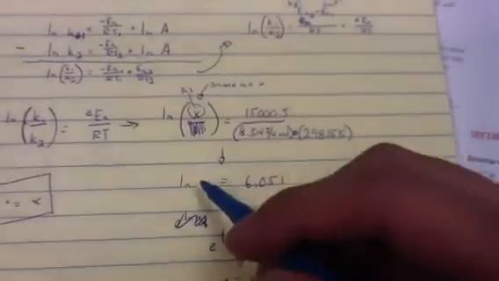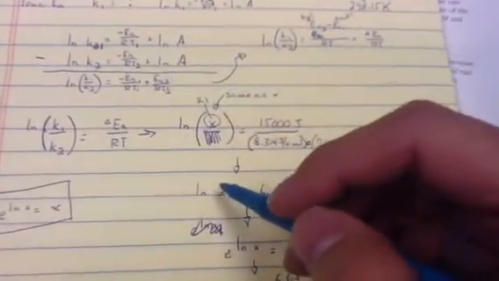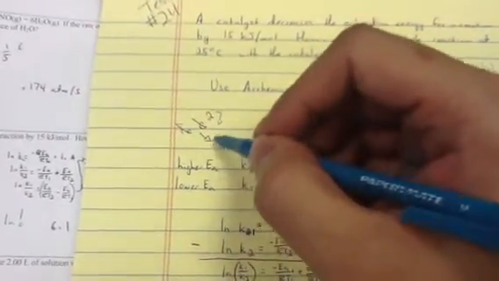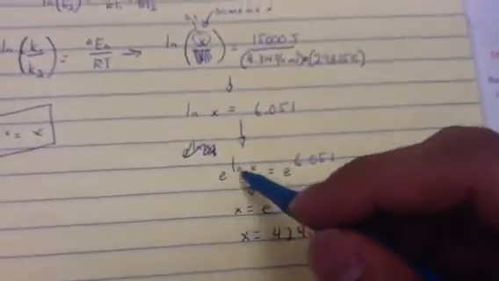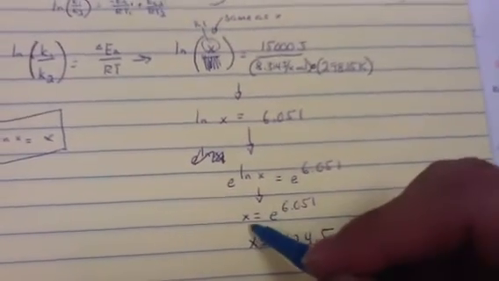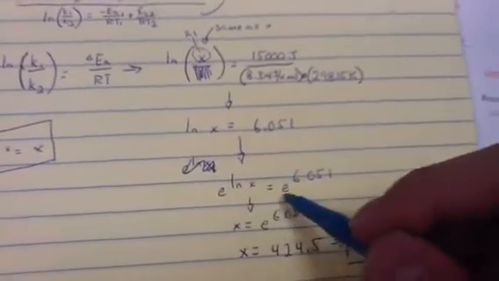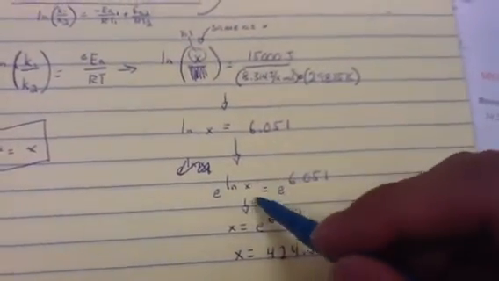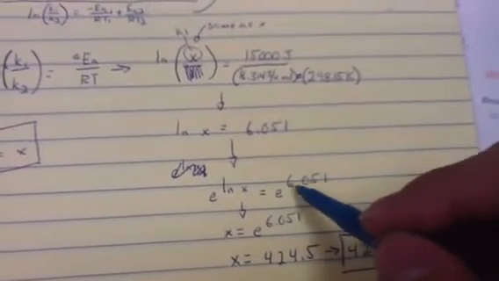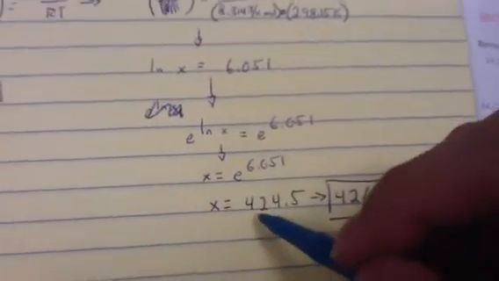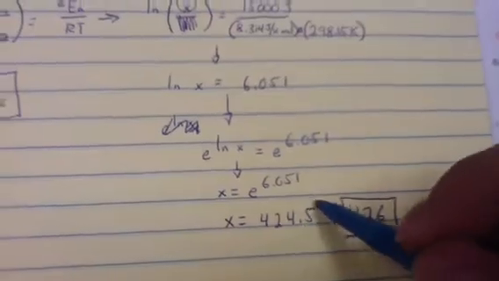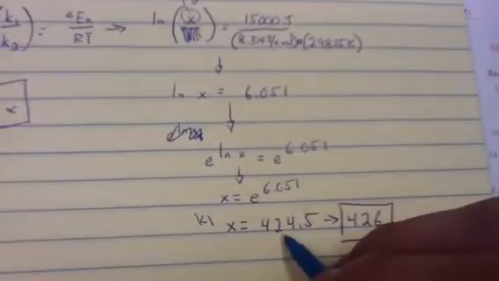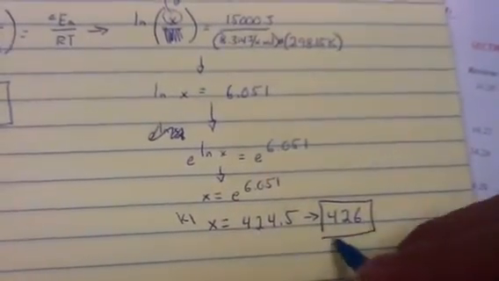I'm not done yet. Remember how before I said that I can do ln of e to the whatever power, so ln of e squared turns into 2. Well, if I do e to the ln of x, I can bring the x out and keep it alone. So I'm going to raise both sides to powers of e. E to the ln of x is equal to x. E to the 6.051 is equal to 424.5. So I know that x, which is the same as my K1, is 424.5, or 426.